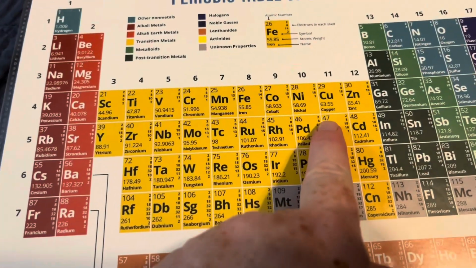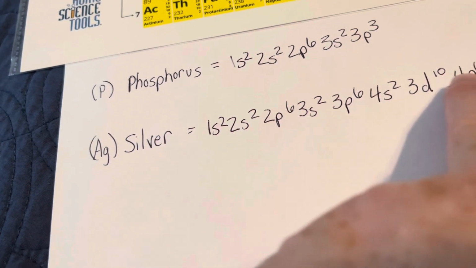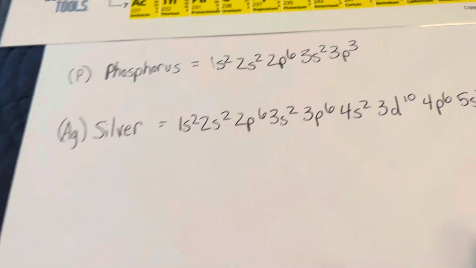Silver should have 47 electrons. And so to check, 2 plus 2 plus 6 plus 2 plus 6 plus 2 plus 10 plus 6 plus 2 plus 9 should equal 47. And I know I didn't make a mistake.